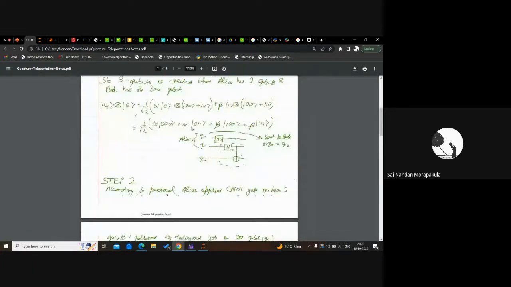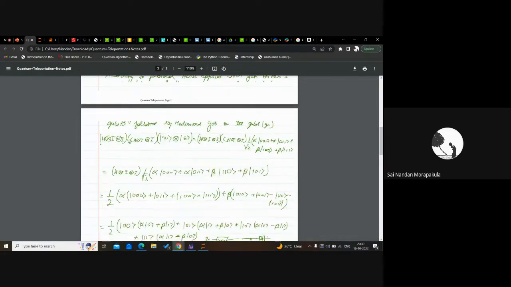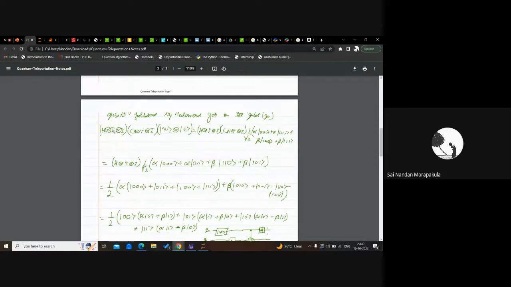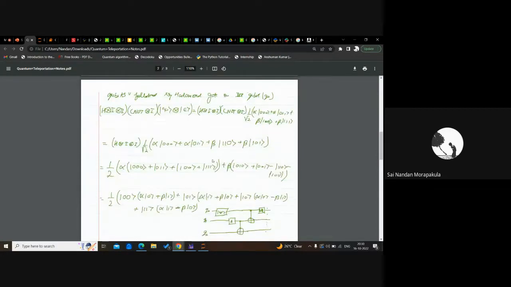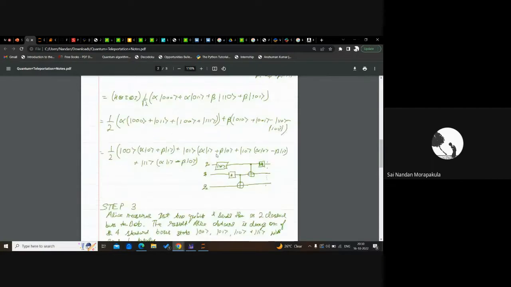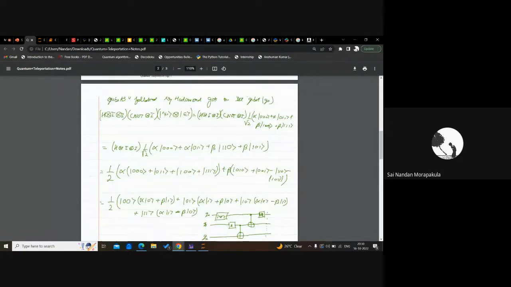We already have this state, that is psi cross E, from step 1. We have the Hadamard gate, we have the CNOT gate, and we calculate the tensor products of all of that, and then we'll end up with a new state, a new tensor product, which is H tensor product of CNOT, tensor product of psi, tensor product of E.